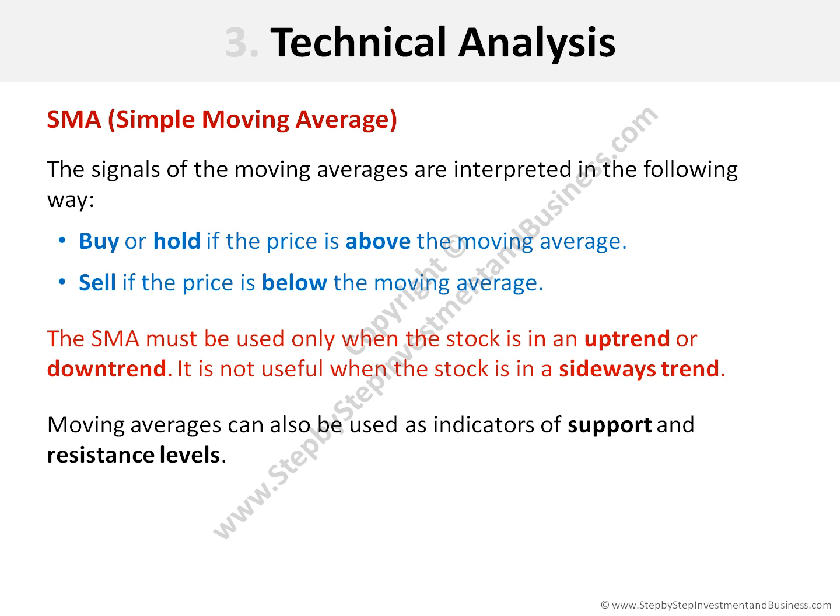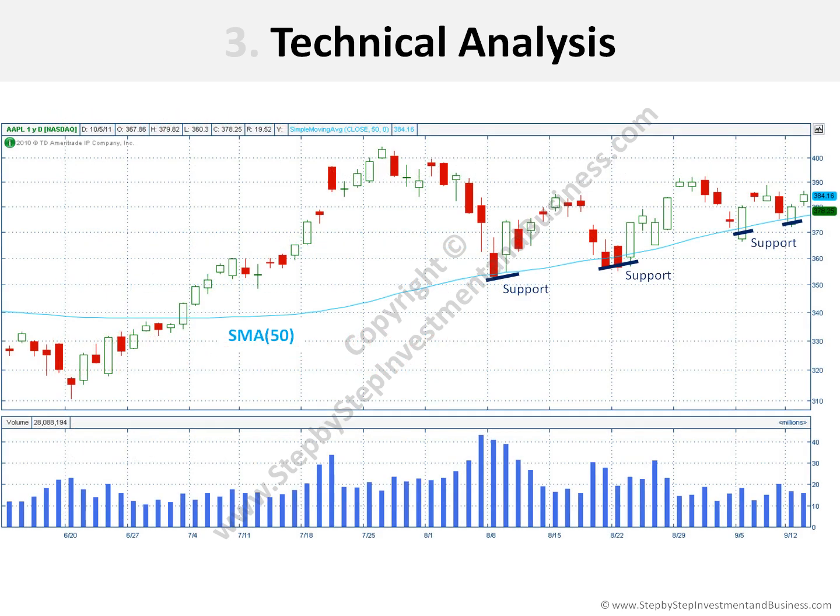Moving averages can also be used as indicators of support and resistance levels. In this example, on the right side of the chart, we can clearly see that the curve of the simple moving average acts as support for the stock.